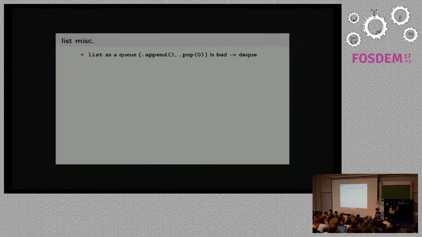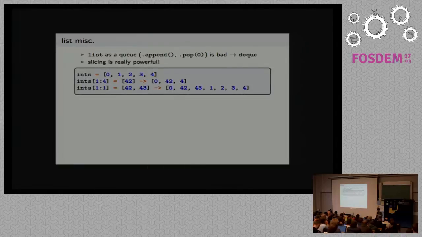A couple of miscellaneous things about list. If you want to use the list as a queue, don't. Like using append to enqueue and pop 0 to dequeue. CPython has a collection called a deque that does exactly what you want with constant time insertion and deletion. Second is that slicing is really powerful. I won't get into the details, but these are some of the things you can do with it. It's pretty powerful, and almost nobody uses that, so maybe that's kind of useless.